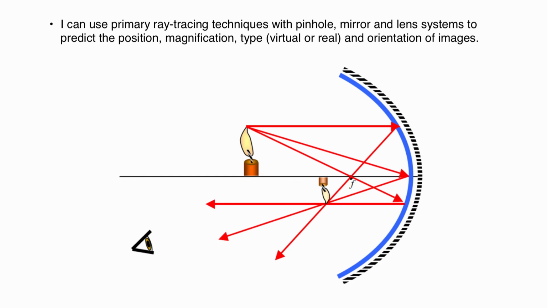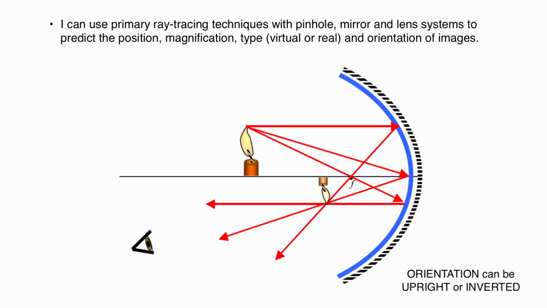Here we see that we can create real images using concave mirrors. So this is if you have sort of a cup-shaped mirror and you hold a candle in it and you look at it, you can actually see an inverted, or upside down, that's the orientation of the image, inverted, upside down little image of the candle.